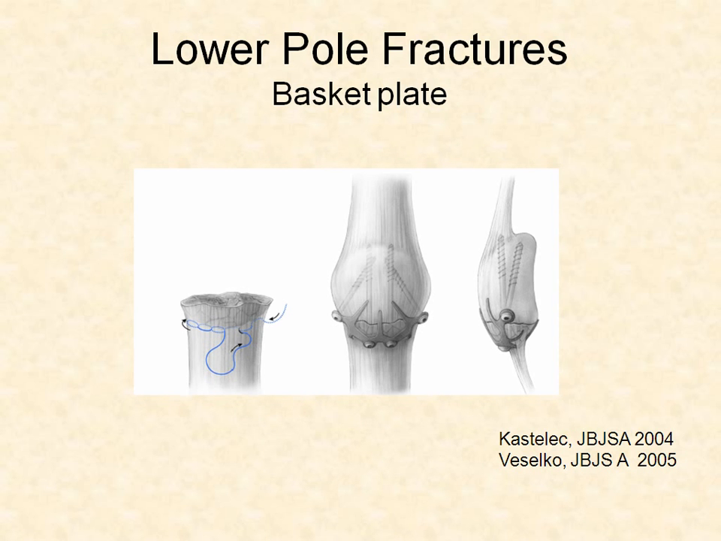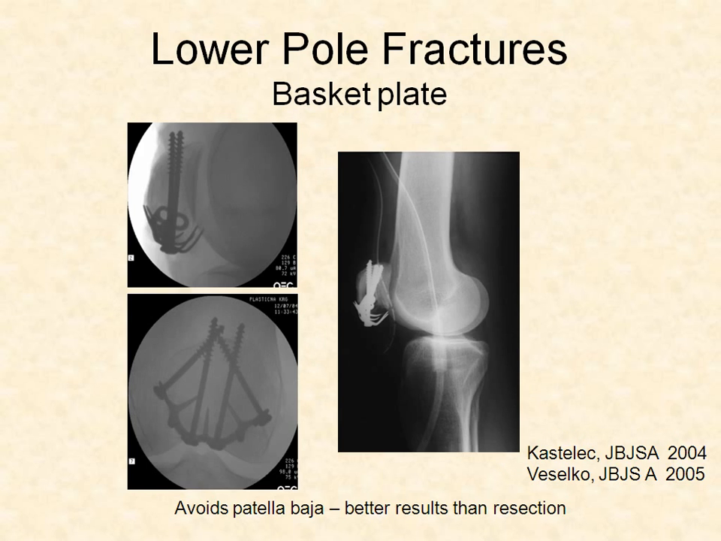Now, a couple of special examples. Lower pole fractures are amenable to other techniques. This basket plate was described in a couple of papers in 2004 and 2005 with the idea that you can mold this onto comminuted inferior pole fractures and it avoids the need for having to excise it. And the fins of the plate allow the integrity of the patellar tendon to be maintained.